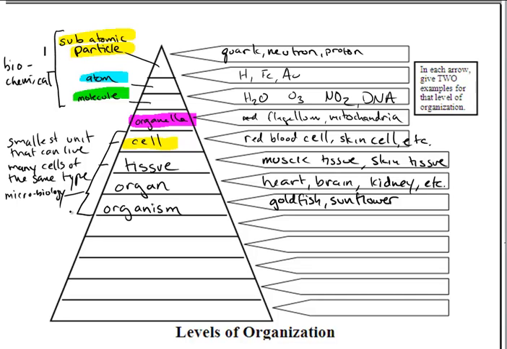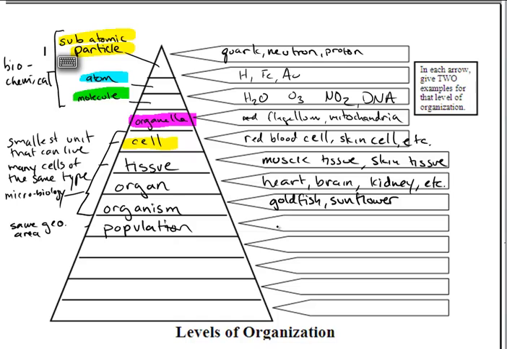What do we call a collection of organisms of the same species living in the same geographic area? Population. A population. So that's what's key, you guys. It's organisms of one species living together in the same geographic area. Okay?